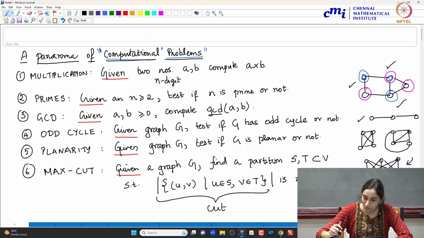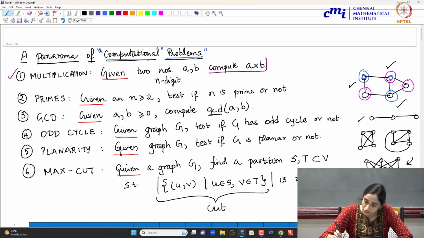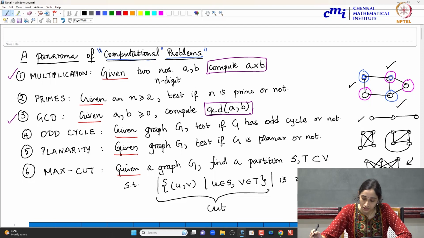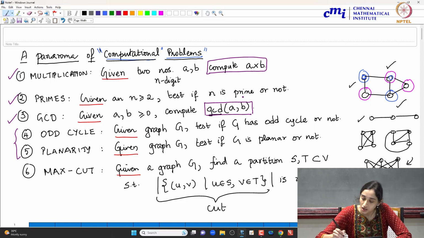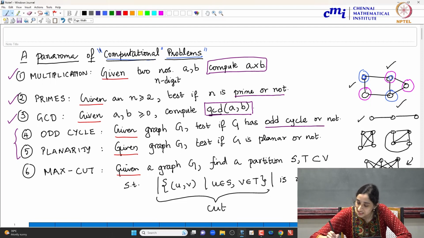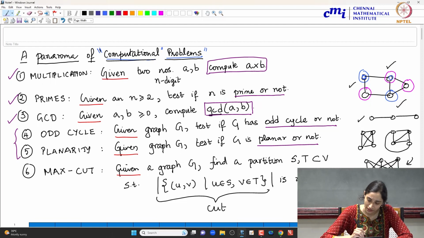The other thing is these problems have a slightly different flavor. This problem asks you to compute a quantity. The third problem, GCD, also asks you to compute an answer. Whereas problems such as primes, odd cycle and planarity ask you to decide whether the input is a yes answer or a no answer. The sixth one is even more complicated because there are several possible answers and you want to find one answer that maximizes that metric, probably the minimum value, maximum value and so on.